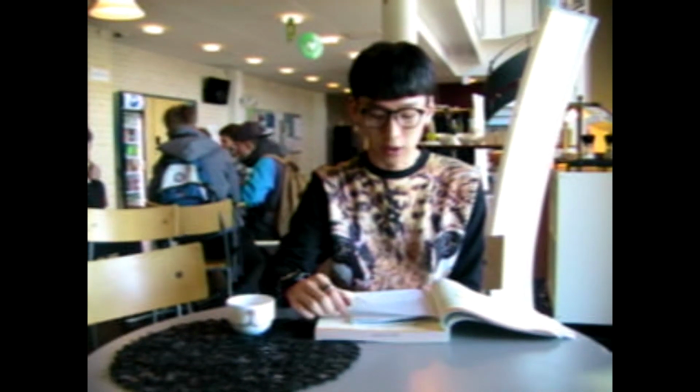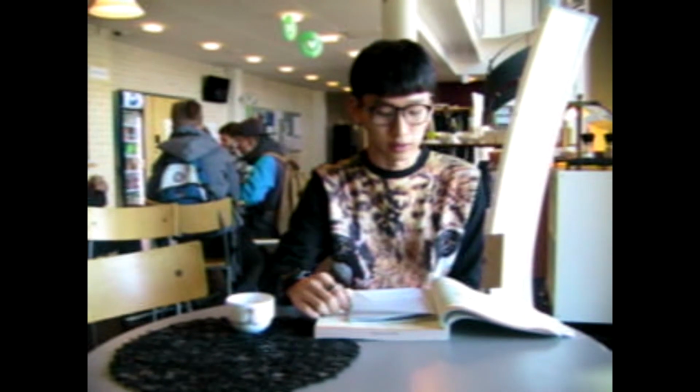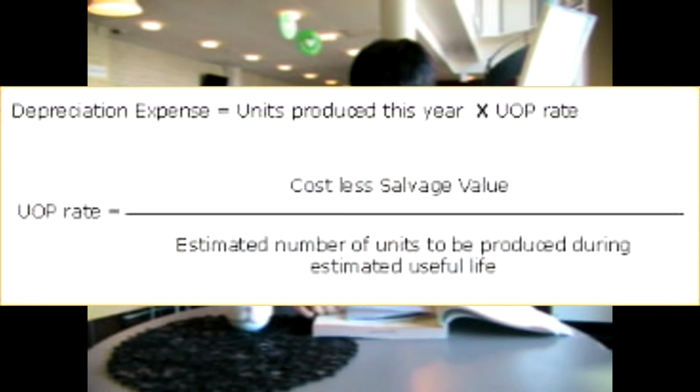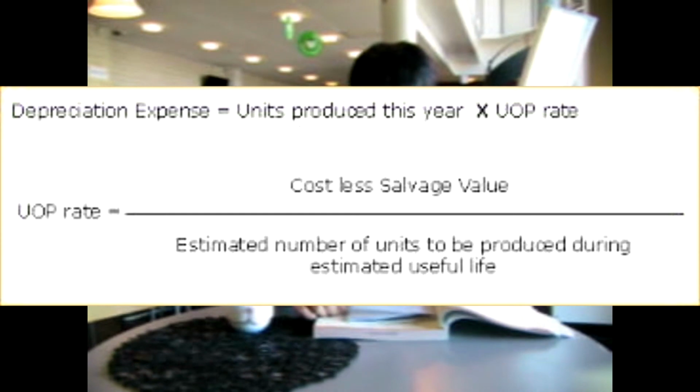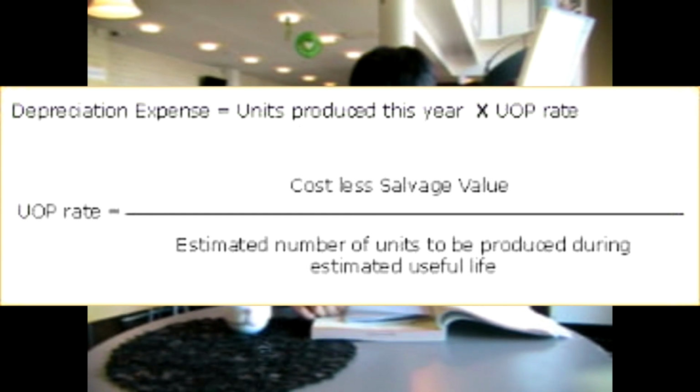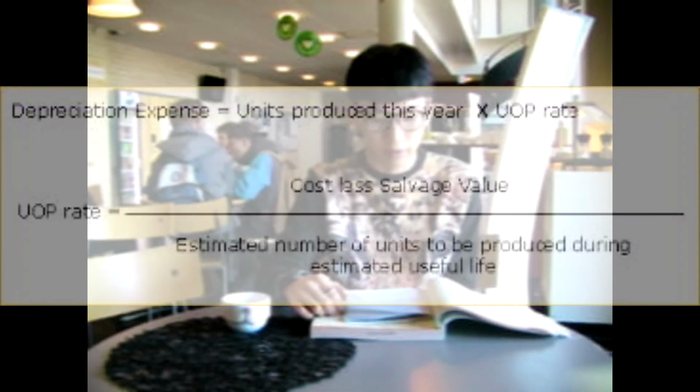The formula of the unit of production method is that first we take the cost and subtract the residual value, and then divide it by the units of production in useful life. To differentiate it from the other 2 methods, the depreciation expense of this method will fluctuate, while the straight line remains the same, and the double declining method would only decrease.